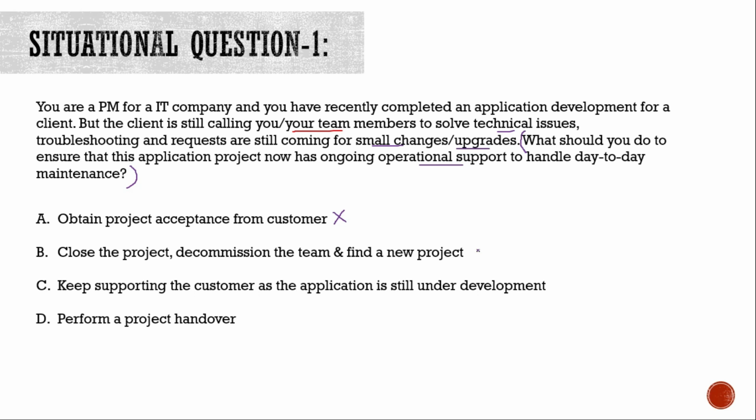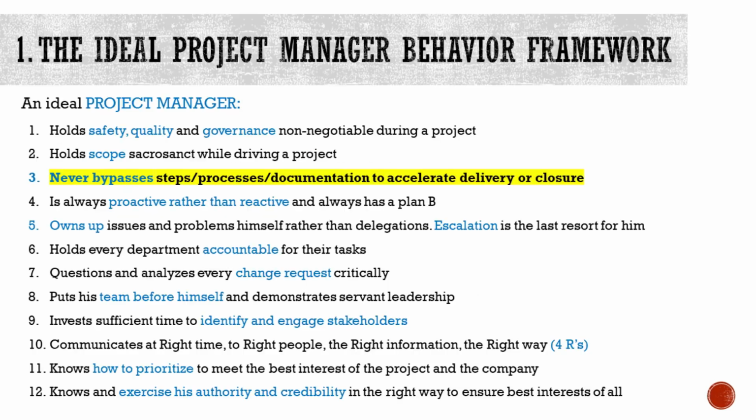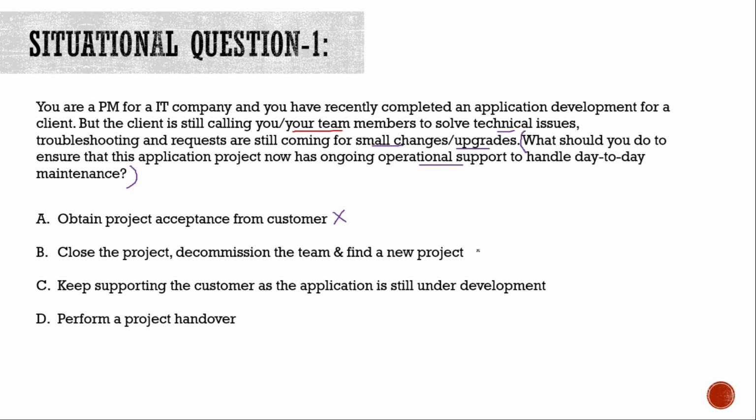Next is option B, close the project, decommission the team and find a new project. Now, if you go back to the framework of ideal project manager, there is one principle which states that never bypass processes and documentation to accelerate delivery, right? But option B is going against it. It is stating that the project manager should close the project and decommission the team where the customer is yet not satisfied and there are some issues which are still going on. So option B is also not correct. We can safely eliminate it.